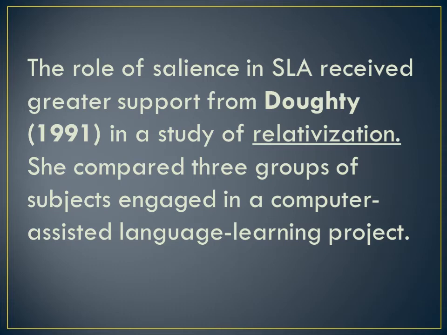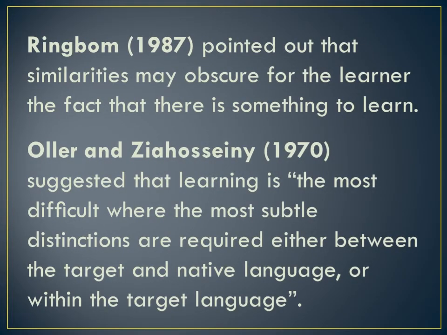Thus, as Kleinman suggested, some first language, second language differences may prove to be relatively easy to learn due to their saliency in the second language input. In a similar vein, Ringbom, 1987, pointed out that similarities may obscure for the learner the fact that there is something to learn. Oller and Ziahosseiny, 1970, suggested that learning is the most difficult where the most subtle distinctions are required, either between the target and native language or within the target language.